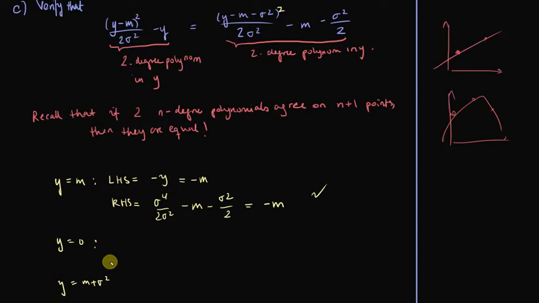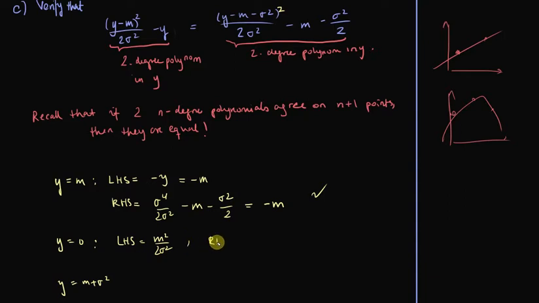Now let's check for y equal to 0. In that case, this term is equal to 0. And then you get, on the left-hand side, m squared divided by 2 sigma squared, since y is equal to 0.